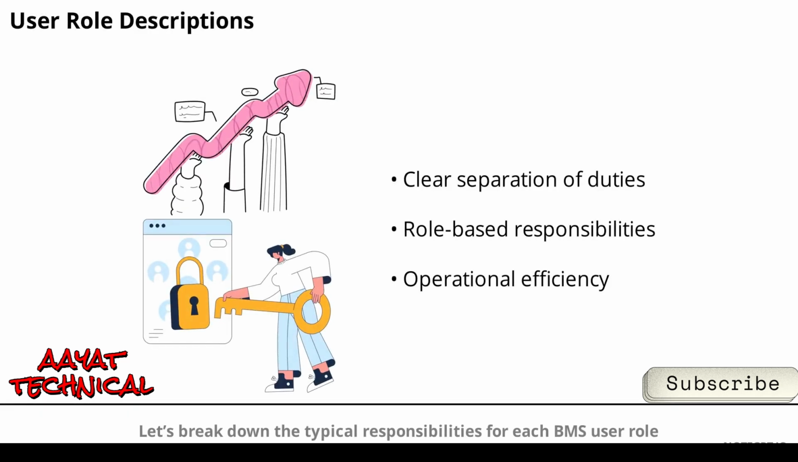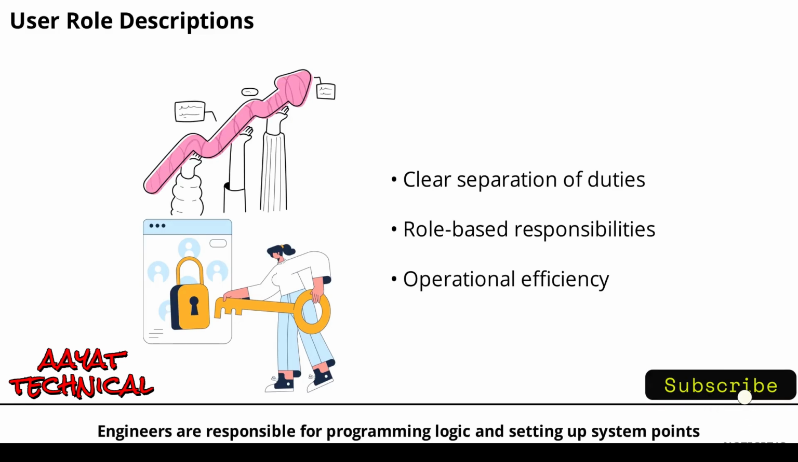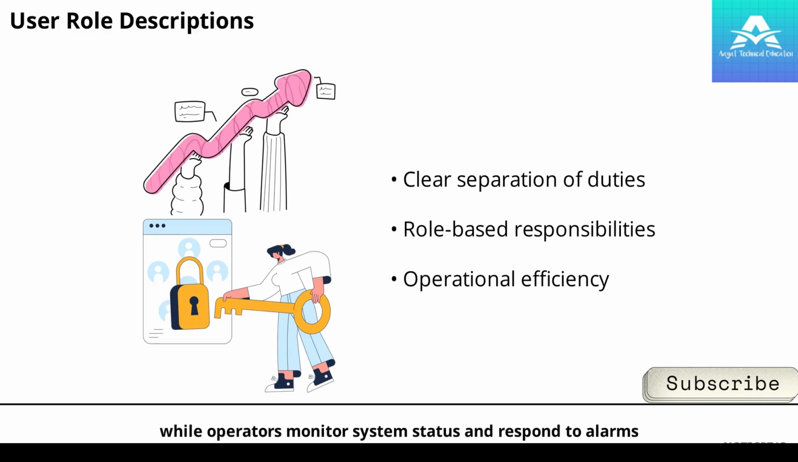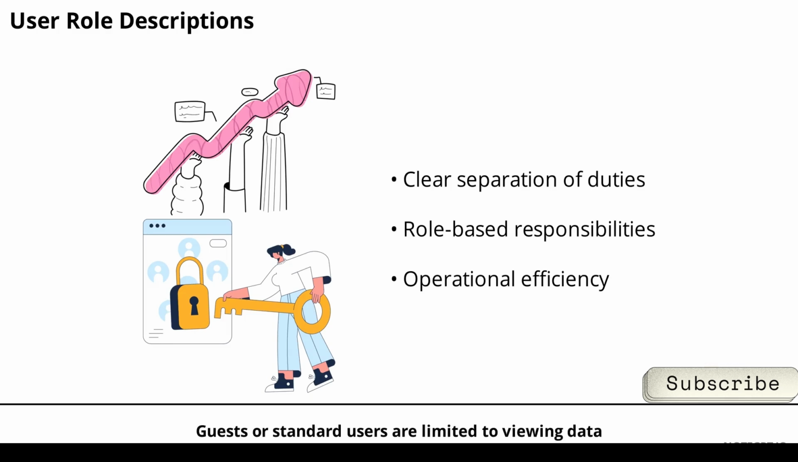Let's break down the typical responsibilities for each BMS user role. Administrators oversee the entire system, including user management and controller configuration. Engineers are responsible for programming logic and setting up system points. Supervisors adjust operational parameters like set points and schedules, while operators monitor system status and respond to alarms. Guests or standard users are limited to viewing data, ensuring sensitive controls remain protected. This clear separation of duties is vital for both security and operational efficiency.